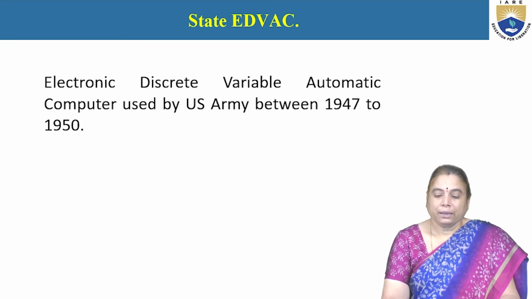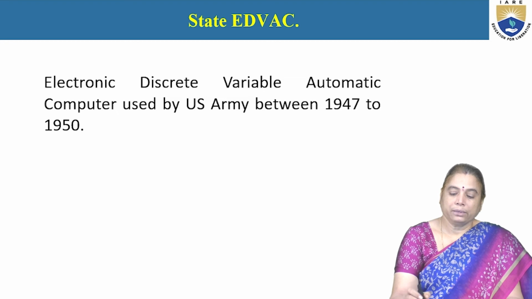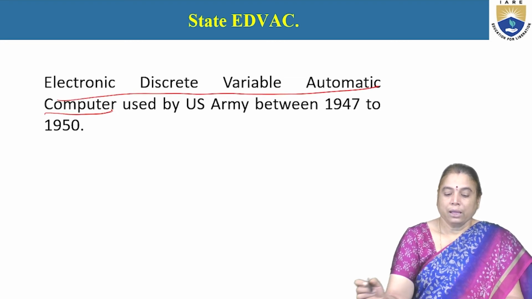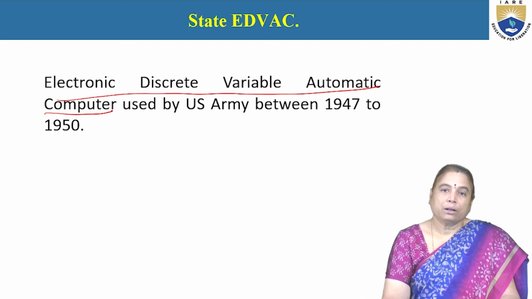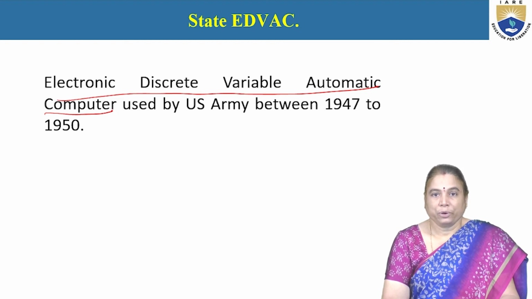Next, state EDVAC. The full form of EDVAC is Electronic Discrete Variable Automatic Computer. It is a first generation computer. The examples of first generation computers are ENIAC and EDVAC.